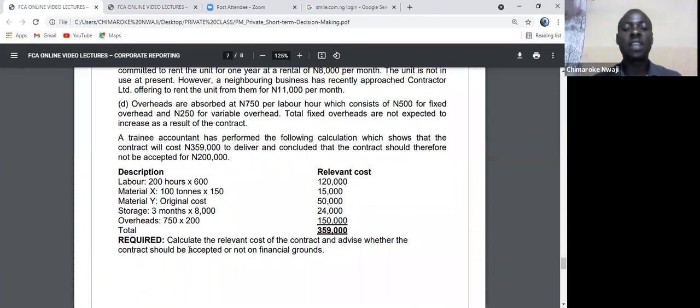They said, calculate the relevant cost, which we've done, and advise whether the contract should be accepted or not on financial grounds. Underlying financial grounds, it means we must only think in terms of numbers, in terms of finance. Here, do not talk about non-financial consideration. If they ask you non-financial consideration, that's when you start explaining.